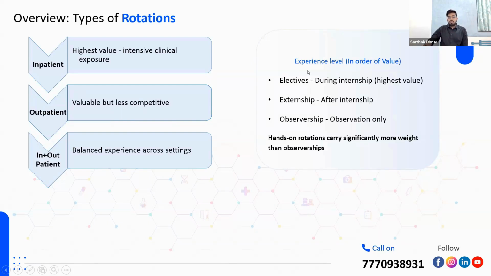So when to do it: it's called an elective when you do it during internship, which has the highest value. You are allowed to touch the patient. Other than that, if you do it after internship, it's called an externship or observership. Observership is where you just observe a doctor, you don't do anything. But in externship, it's called hands-on. You're allowed to touch patients, just for vitals, or you're allowed to do EMR, which is good for your CV. A hands-on rotation LOR is good for your CV.